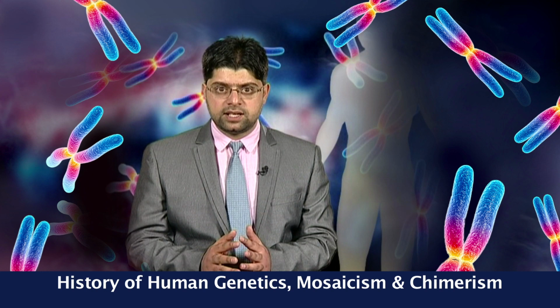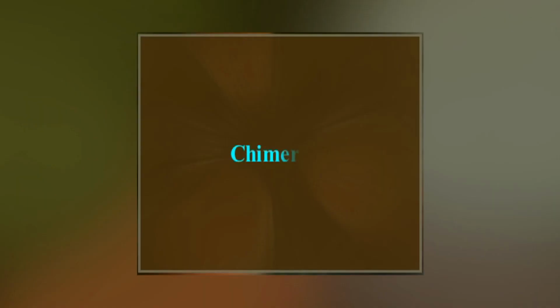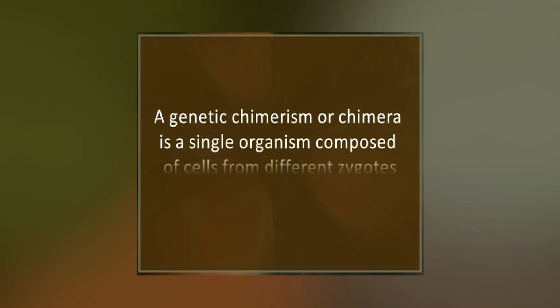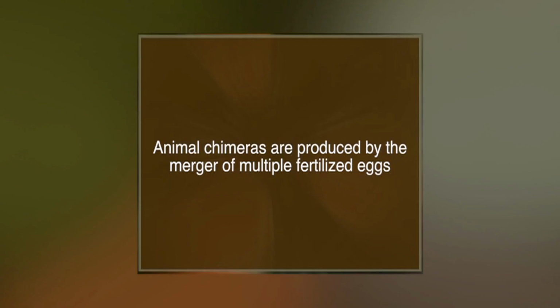Now, let us discuss the next part of today's lecture, that is chimerism. A genetic chimerism or chimera is a single organism composed of cells from different zygotes. This can result in male and female organs, two blood types, or variations in form. Animal chimeras are produced by the merger of multiple fertilized eggs. In plant chimeras, however, the distinct types of tissue may originate from the same zygote, and the difference is often due to mutation during ordinary cell division.